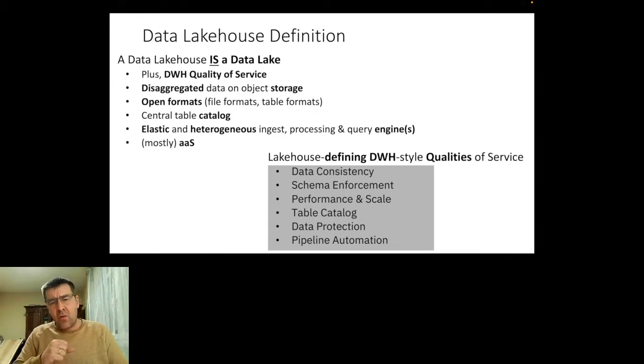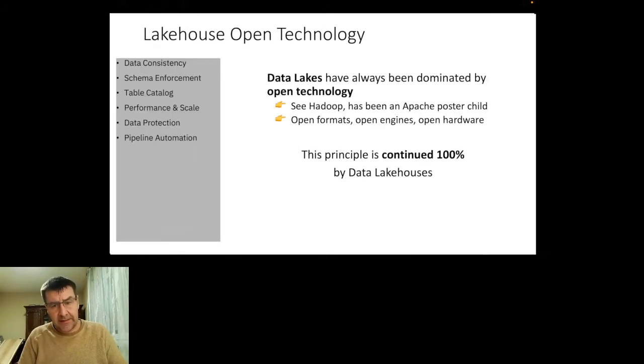Now, what are those data warehouse style qualities of service? That's what we are going to look at in the following, and I'm going to walk you through these details. Data consistency, schema enforcement, performance and scale, the catalog topic, data protection, and automation of pipelines. I'm going to walk you through those and explain how open technology and open source actually enables these qualities of service to now be delivered.